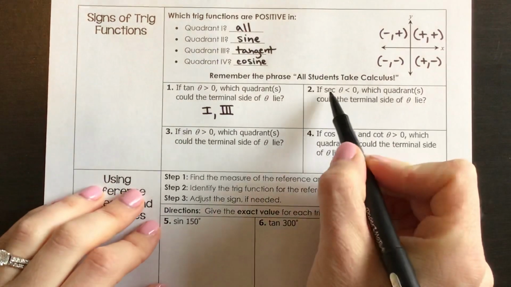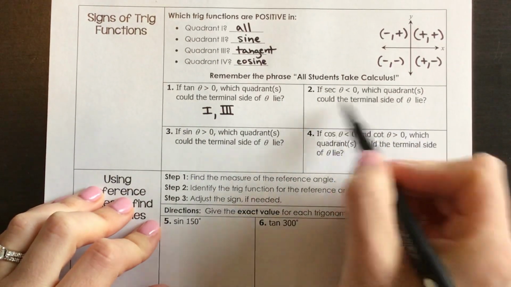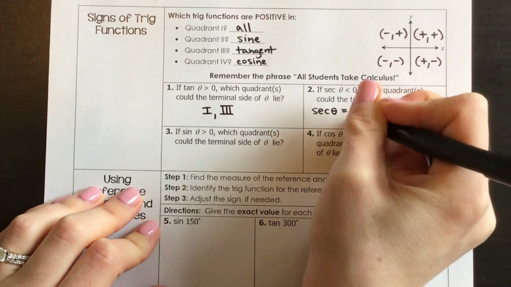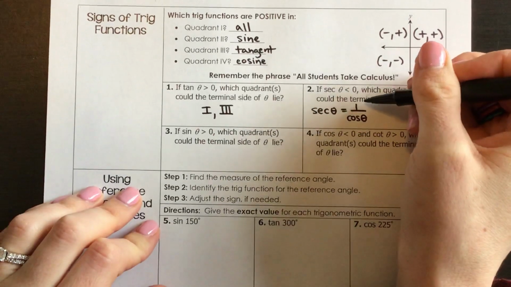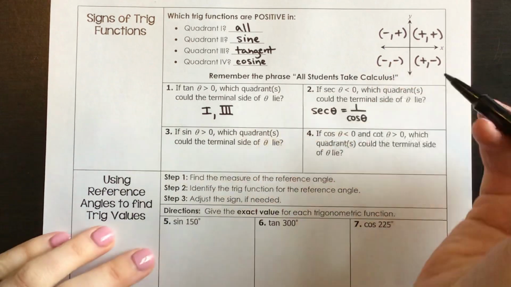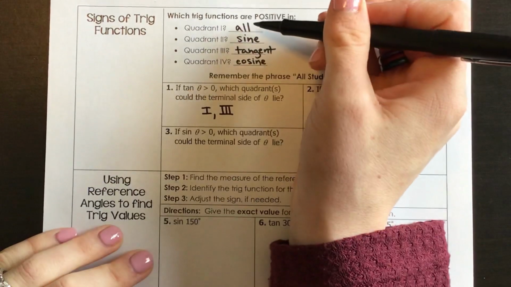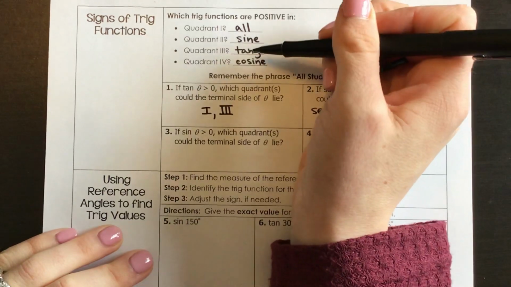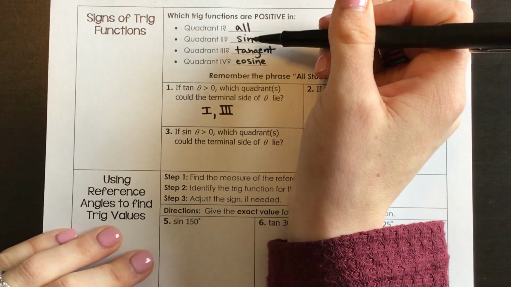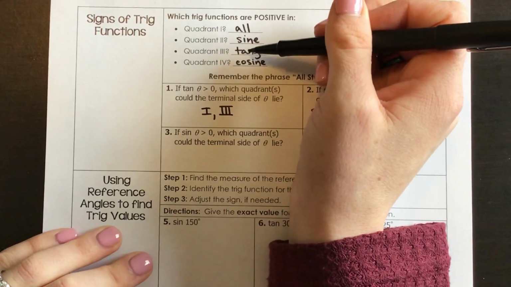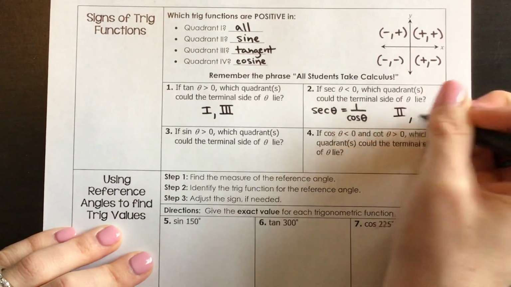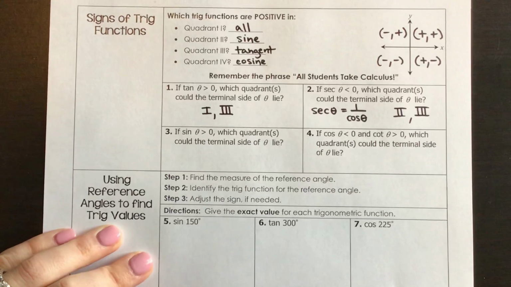Number 2, if you know that secant is negative, which quadrants could the terminal side of theta lie? So remember, secant is the reciprocal of cosine. So 1 is obviously just a positive 1. So that means if cosine is positive or negative, then secant will be positive or negative. So where would it be negative? Not here. Must be here and here, because if they say that it's not positive, that means it's negative. So if only sine is positive, that means cosine is negative. If only tangent is positive, that means cosine is negative. So quadrant 2 and quadrant 3. Cosine would be negative, which would make secant negative.